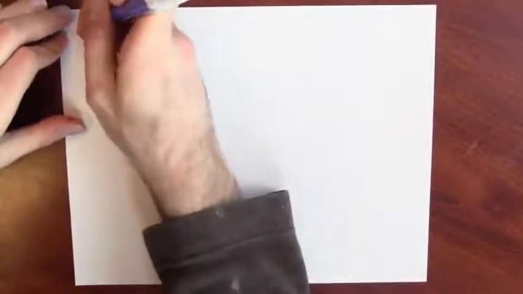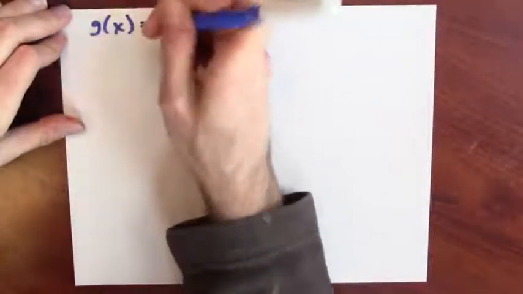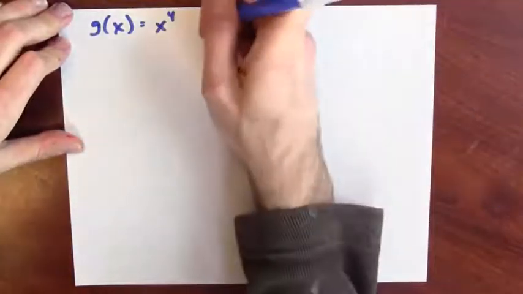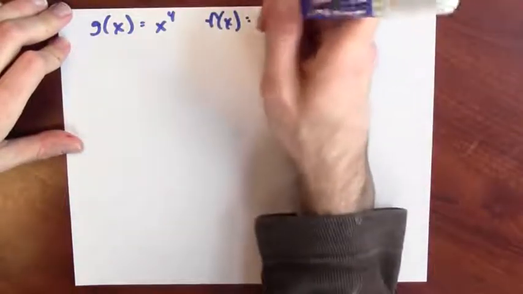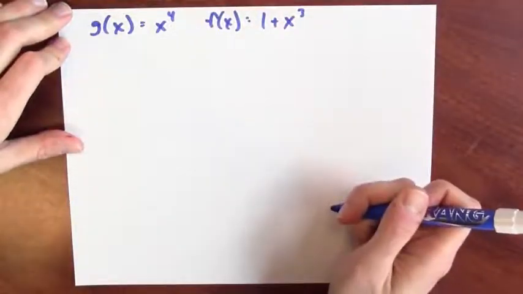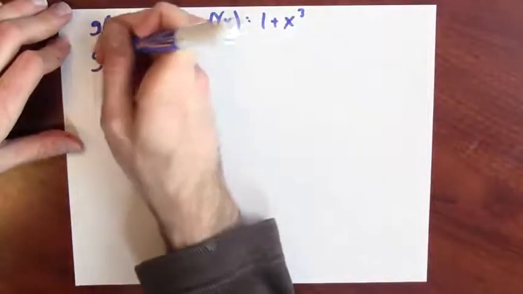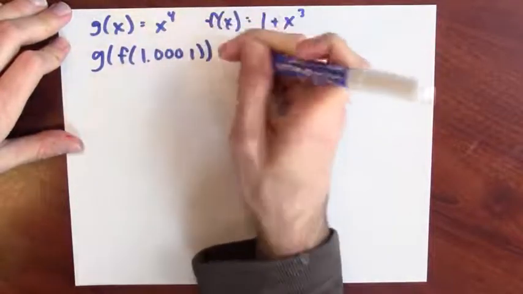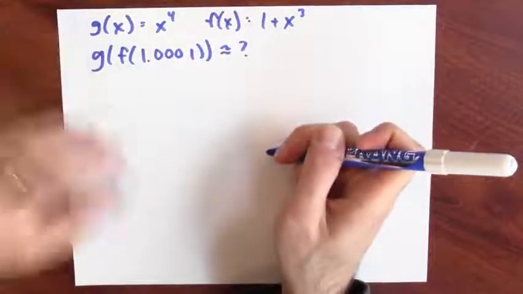Let's try to see a numerical example of this thing in action. So as a numerical example, let's consider the function g of x equals x to the fourth power, and the function f of x equals 1 plus x to the third power. And maybe what I want to try to estimate is g of f of 1.0001. And I want to know approximately what that is equal to.